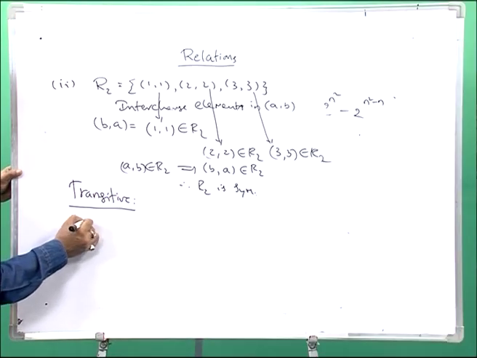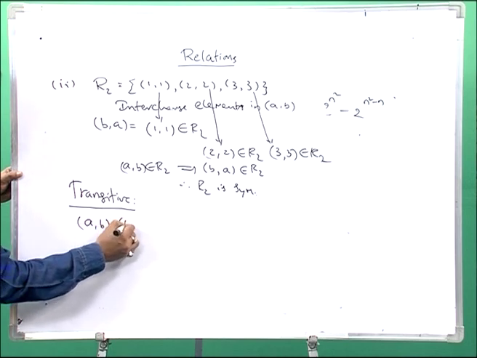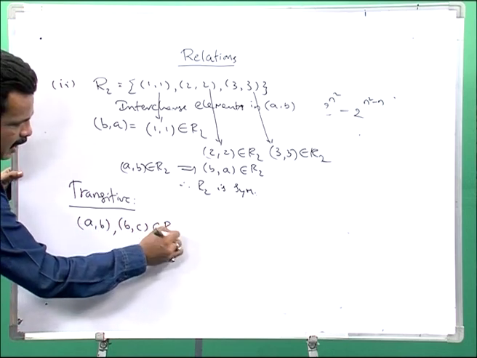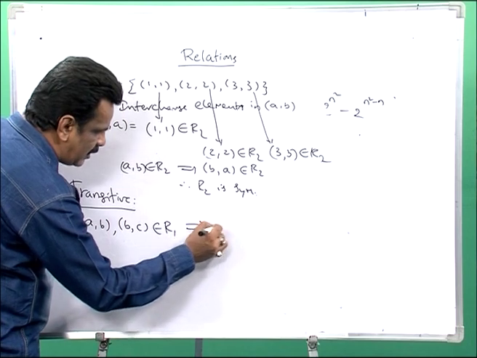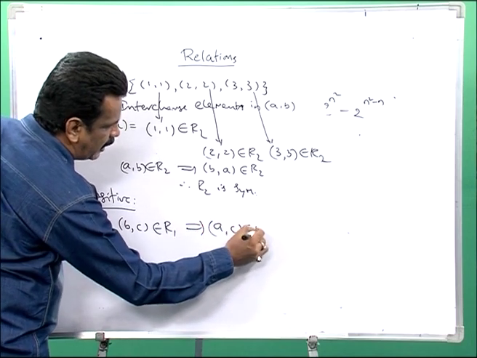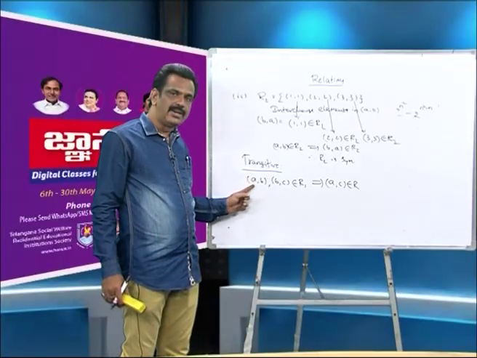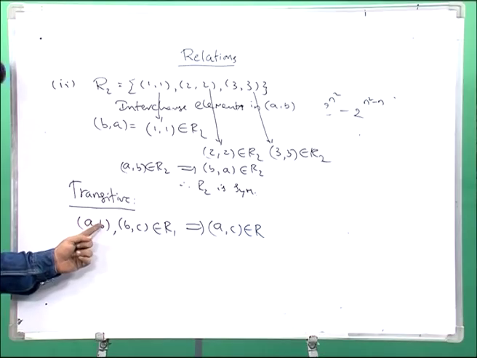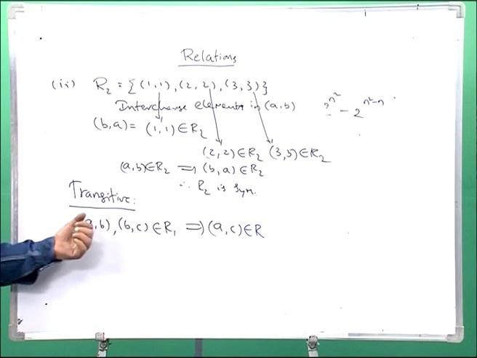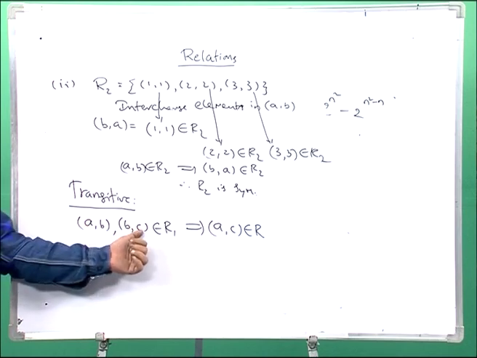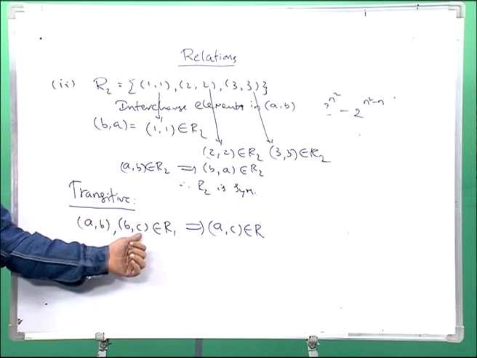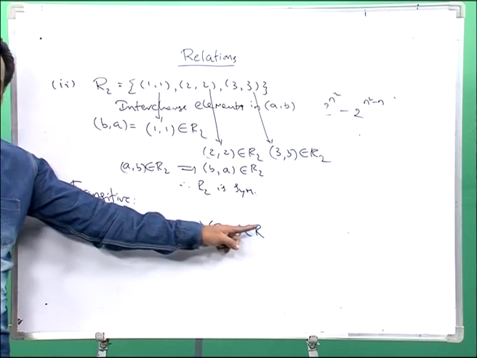Transitive relation means we can see A comma B and B comma C are in relation implies A comma C must be in the relation. What does it mean? First element is connected to second element, and the second element is already connected to third element. In that case, first element must be connected to third element also.